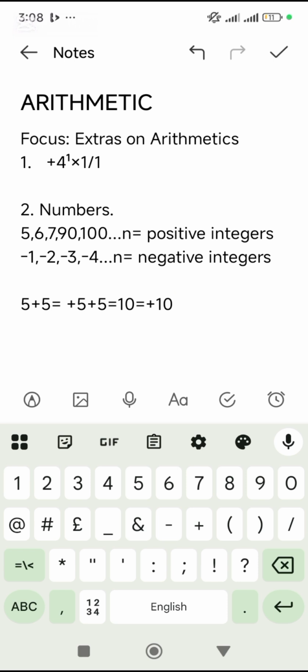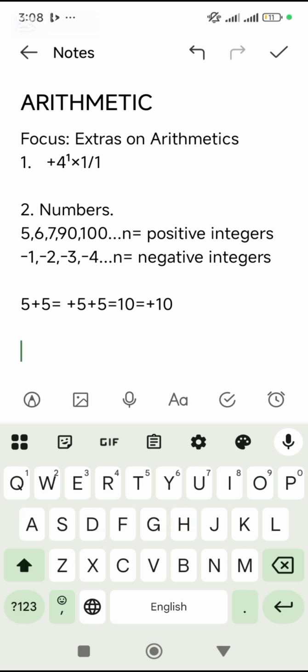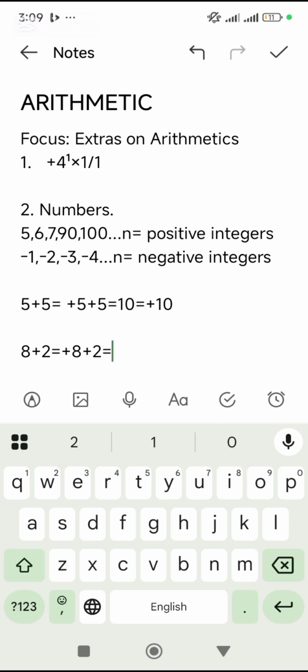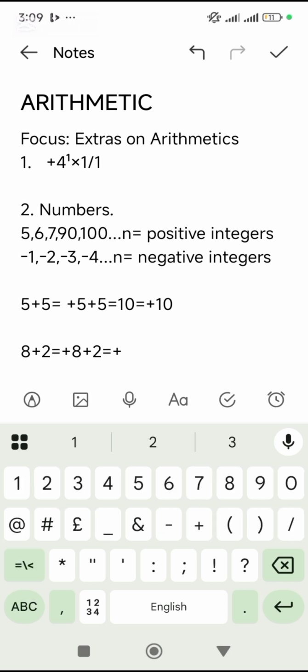So unless it is participating in an equation or a sentence or something written down, you hardly find it with this sign. But just know, like what we discussed in the first property, that it has an invisible property of positive sign. So let's take another example here. Say you have 8 plus 2. What this means is plus 8 plus 2, so that you have plus 10, or simply 10.